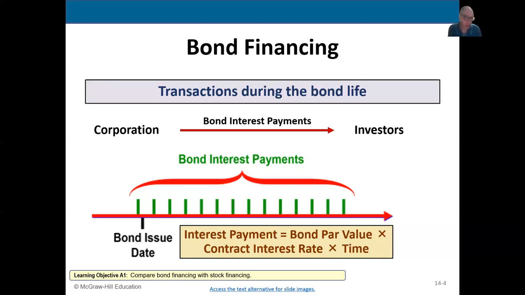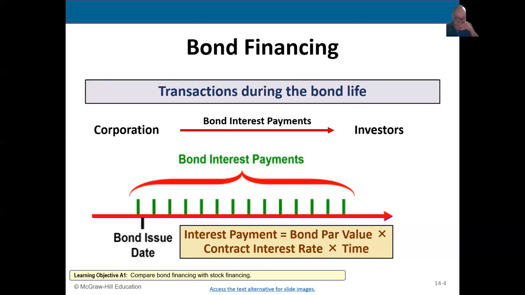So this slide shows us in a very simple way how bond financing works. A corporation issues the bond. The investors purchase the bond. The corporation promises to pay the bondholders, the investors, the bond plus interest. Throughout the life of the bond, the corporation or government pays the bondholder interest payments over time. And then at the end of the bond, when the bond matures, face value is paid. See?